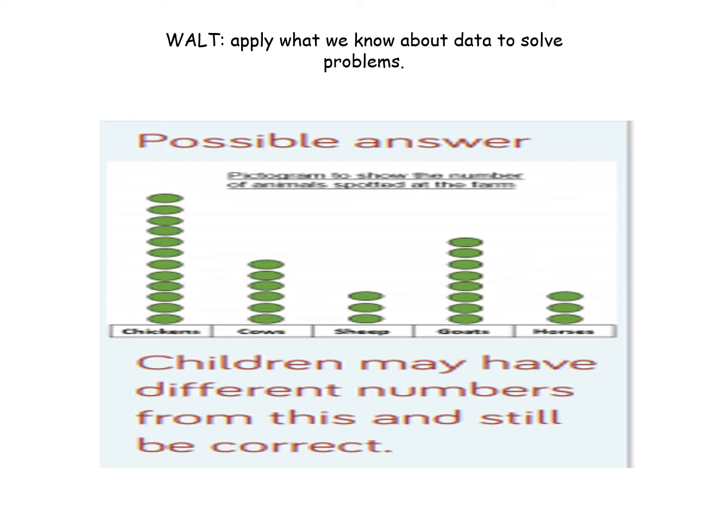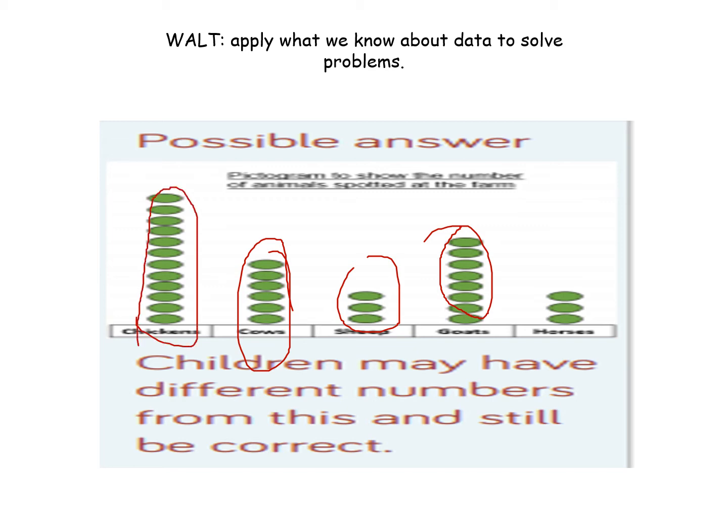Okay, and here is a possible answer for that problem. So you can see that there are 5 cows here, less sheep. There should be 8 goats, 1, 2, 3, 4, 5, 6, 7, 8. 8 goats, that was one of our facts. And there are more chickens. And 3 horses, which is the same as the sheep. Now, you might have slightly different amounts, but as long as the statements are still true, that's fine.